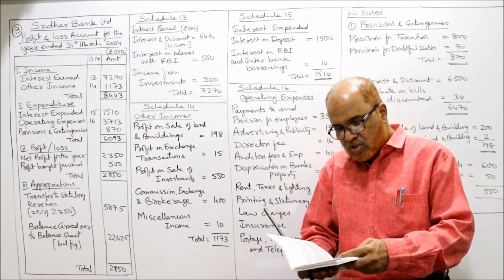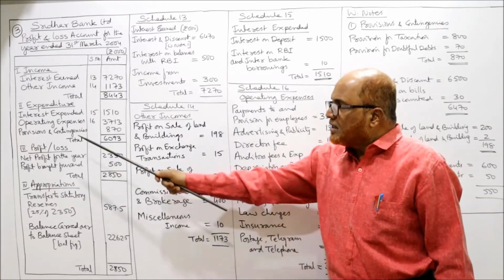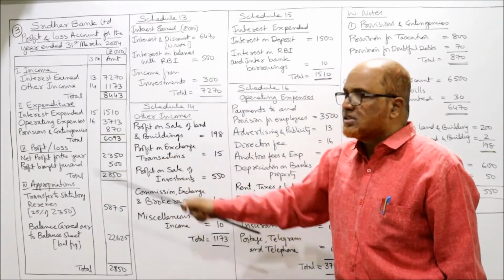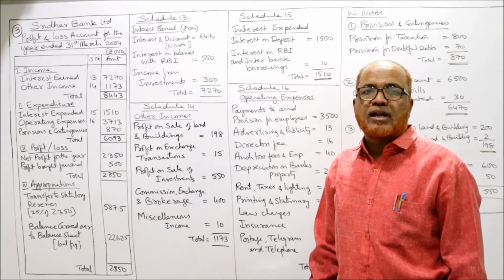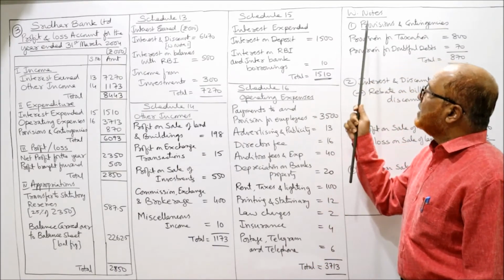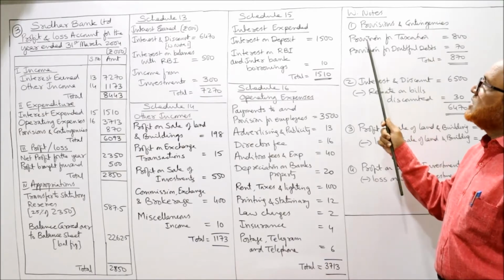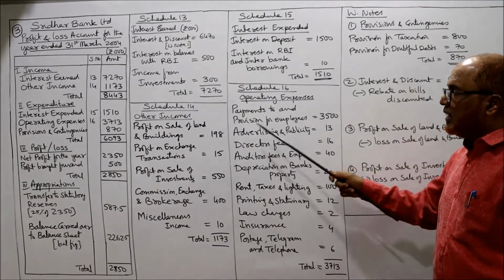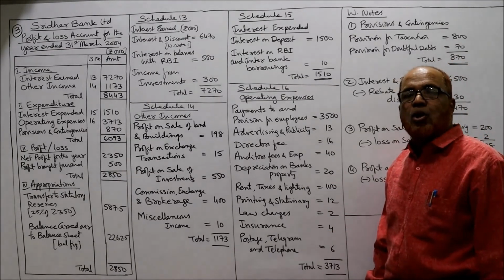Now make a provision of 8 lakh rupees for taxation. Remember, one item is provisions and contingencies. There is no schedule for this item. This should be shown in working note. Here in the working note you can see provisions and contingencies, in this provision for taxation. If you show it in any schedule, then you will not get the marks. It will be completely wrong.